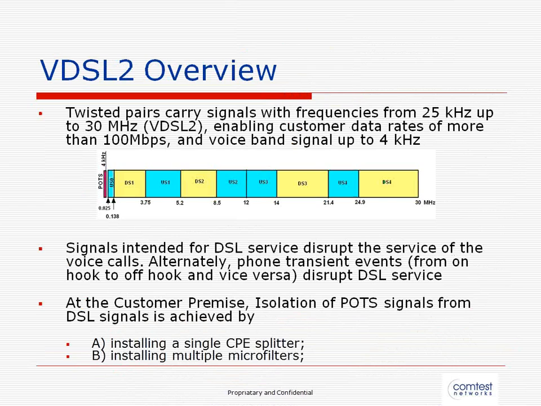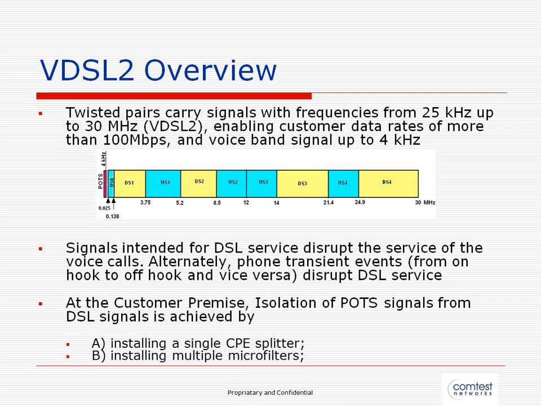In DSL, voice and data services are provided over the same line of twisted pair of copper wires. The line in at the customer premise contains voice signals in the lower frequency range, up to 4 kilohertz, as well as data signals in the higher frequency range, 25 kilohertz to 30 megahertz. Phone transient events, such as ringing and switching from on-hook to off-hook, disrupt DSL service. It is essential to isolate the low-frequency POTS signals from the DSL.